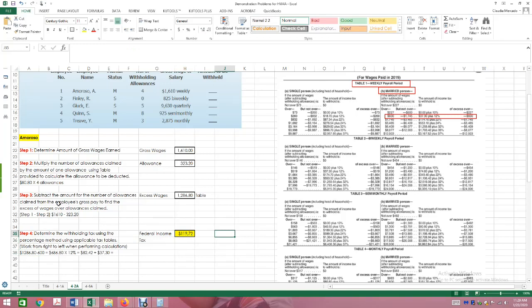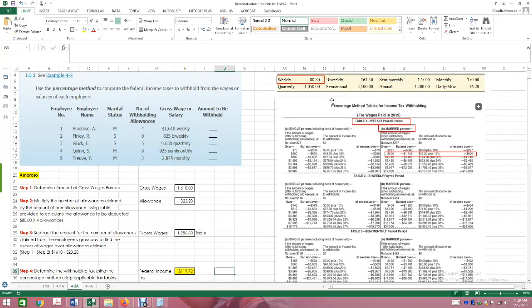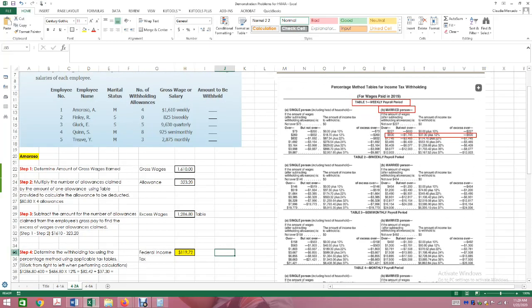$119.72. Okay, so step number 1, how much did this employee make? What they made was $16.10. Step 2, calculate the allowance that they're going to receive based on the number of allowances. Well, this employee gets paid weekly, which is right here. So the allowance will be $80.80 per withholding. So I've got $80.80. I've got 4 allowances. That gives me $320.20.